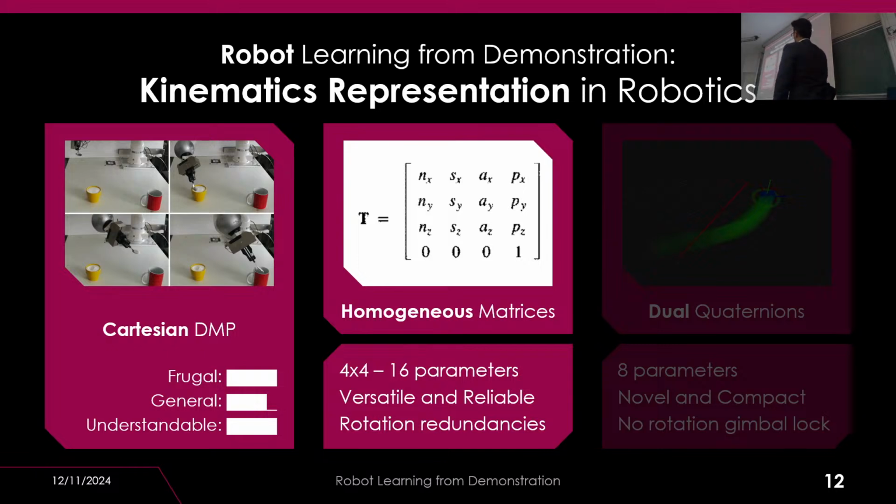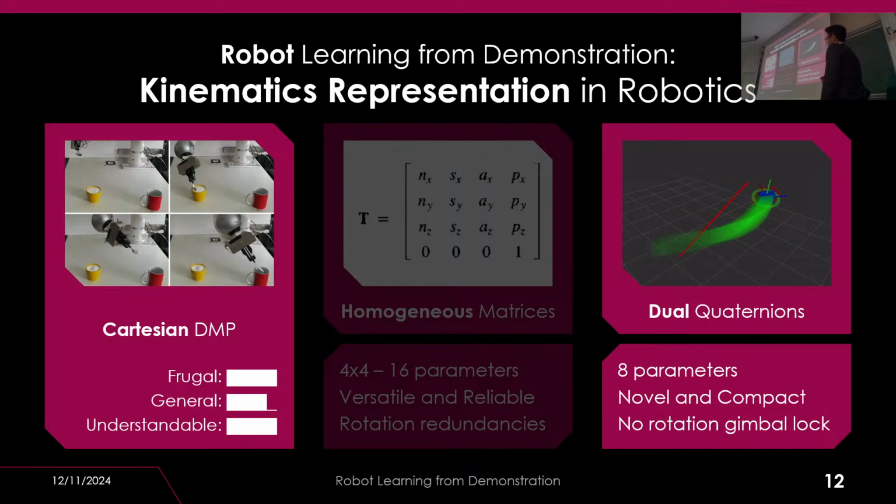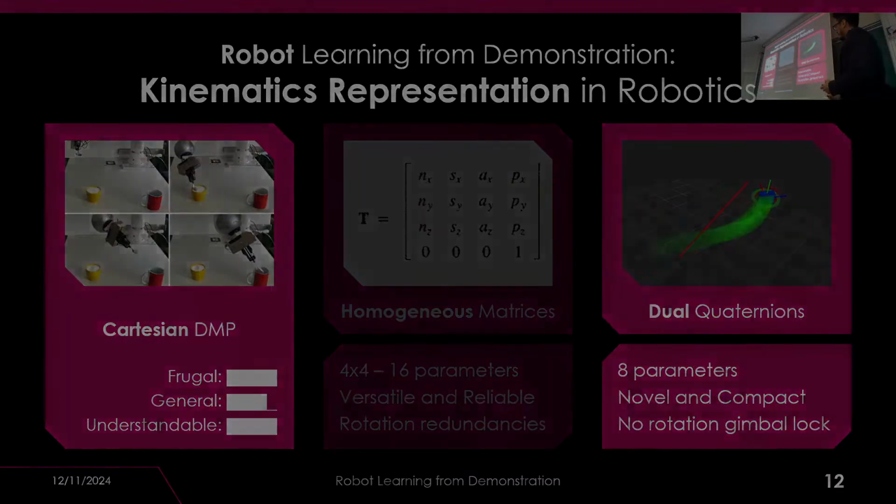What can we do about it? Well, enter dual quaternions, an 8-parameter representation of pose, position and orientation, that are not only novel and compact, but perhaps may solve the rotation gimbal lock problem, since they are based on quaternion algebra. Now, let us integrate DMP and dual quaternions to solve our problem of robot clumsiness.